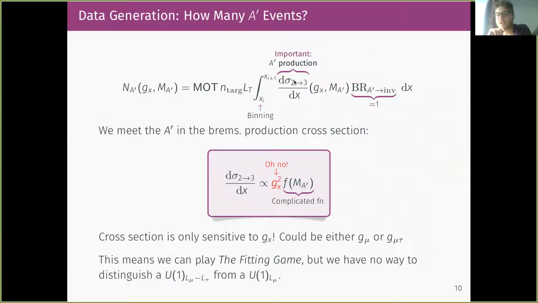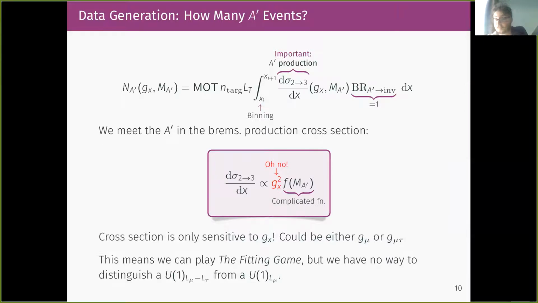Now the signal is going to be governed by this top equation over here. This is how we get our spectrum for this experiment. We've got our A prime to invisible branching ratio, which is going to be 1, as we said, because it has to decay invisibly for this solution. And importantly, it's got the production cross-section here of the A prime through the Bremsstrahlung process. And when we look at that cross-section, we see that it's proportional to a complicated function of the mass and g_X squared and no kinetic mixing whatsoever.